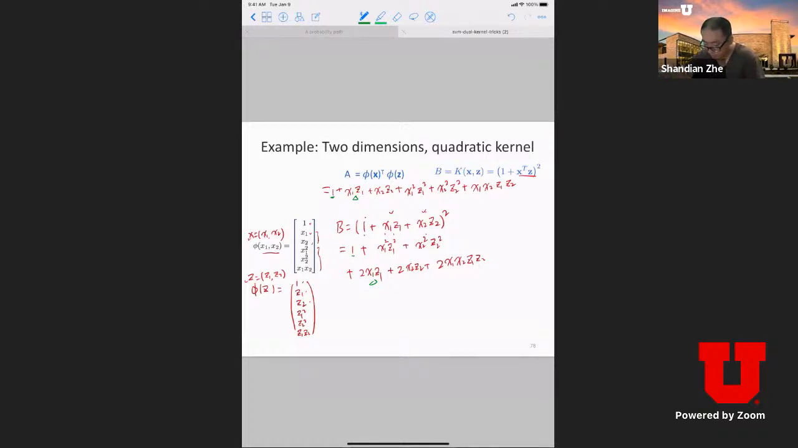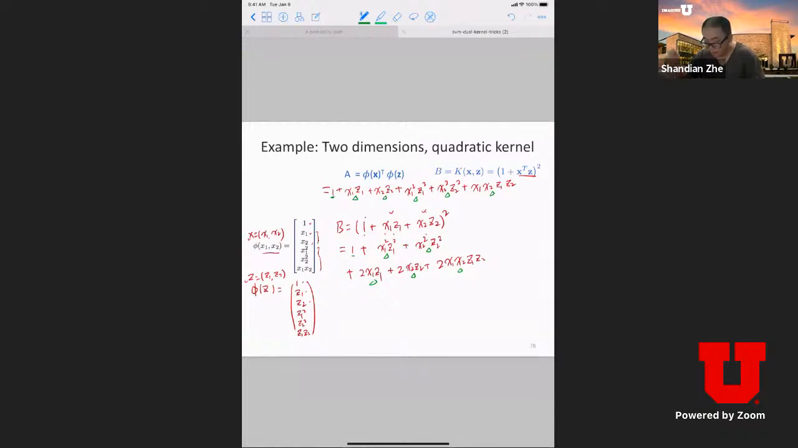And x2, z2, x2, z2. And x1 squared, z1 squared here, x2 squared, z2 squared here. And finally, the product of the four, x1, x2, z1, z2, we got x1, x2, z1, z2. You see that actually all the items contained in A also show up in B. In other words, they're equivalent in some sense.